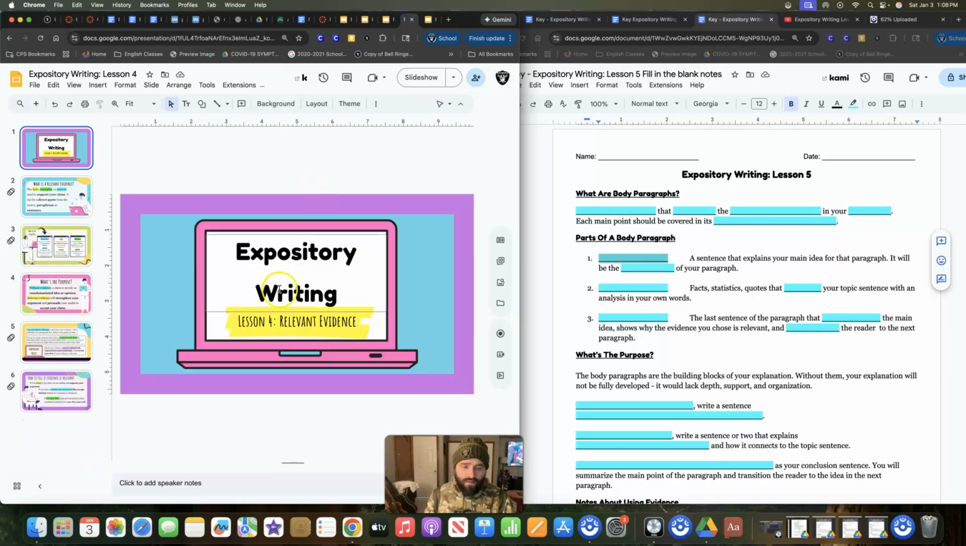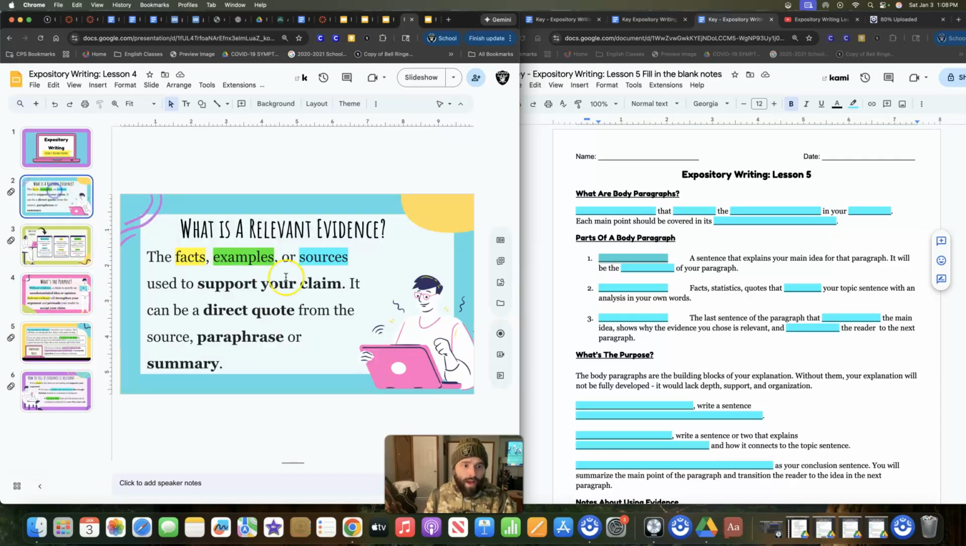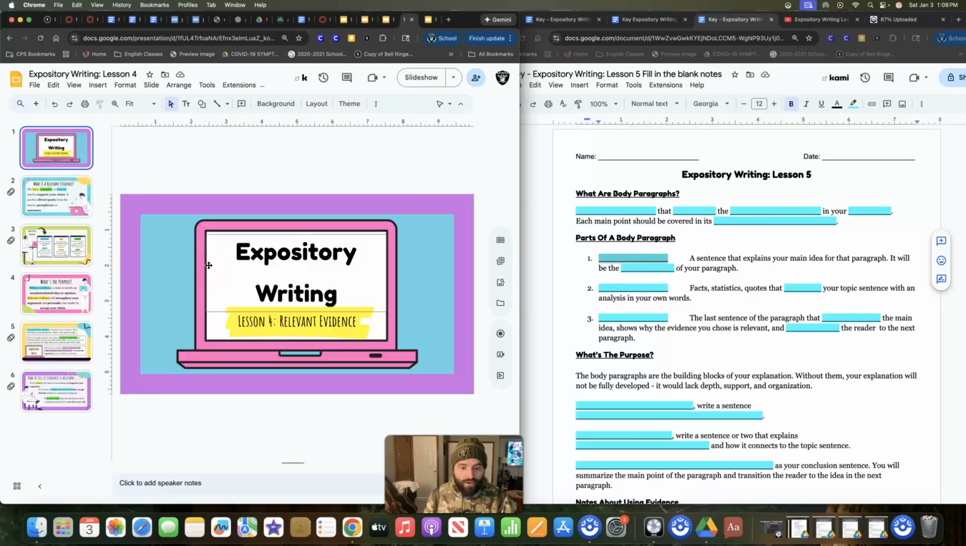And then for relevant evidence, which is lesson 4, you guys understand this, but just basically understanding that your elements, the facts, examples, or sources used to support your claim must be relevant to whatever it is you're talking about. So again, if you're talking about butterflies and there's an article about butterflies, I don't need you to take an article about the New York Yankees and try to put that into a paragraph about butterflies. It just won't work. Okay, that's what relevant evidence is.